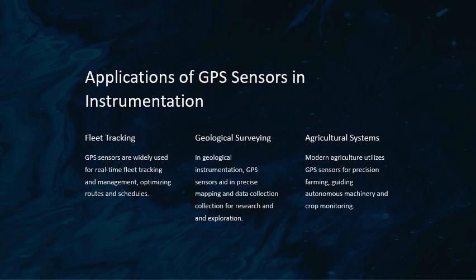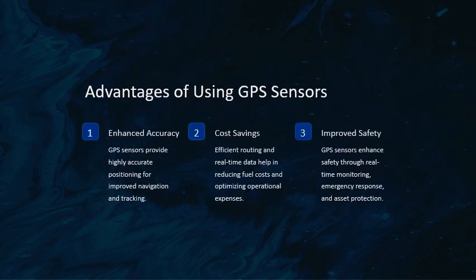What are the advantages of using GPS sensor? First is enhanced accuracy. We can get accurate positioning results for improved navigation and tracking systems. Second is cost saving, because real-time data helps in reducing fuel cost, optimizing operational expenses, and all of these things. And third, improved safety. GPS sensors enhance safety through real-time monitoring, emergency response, and asset protection.